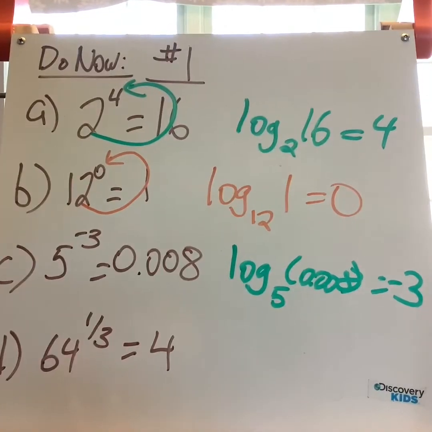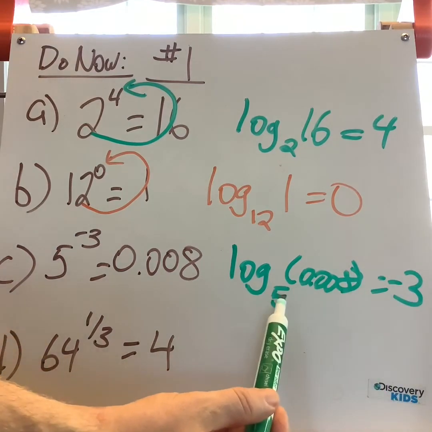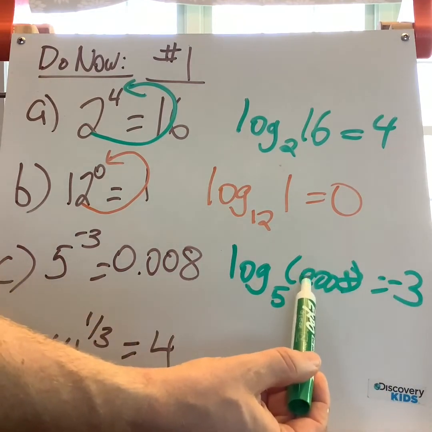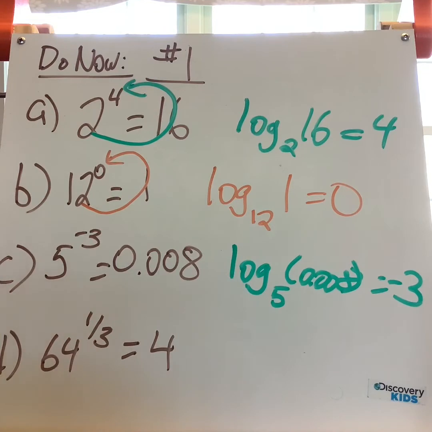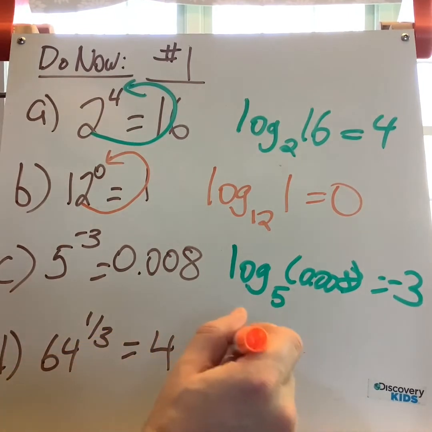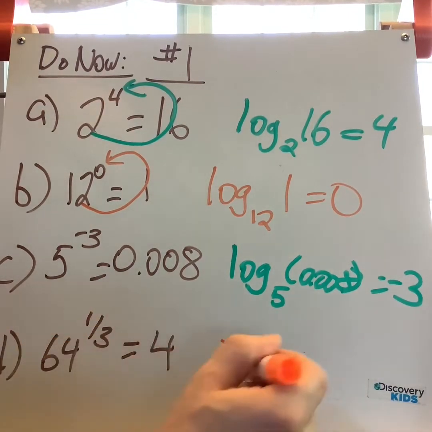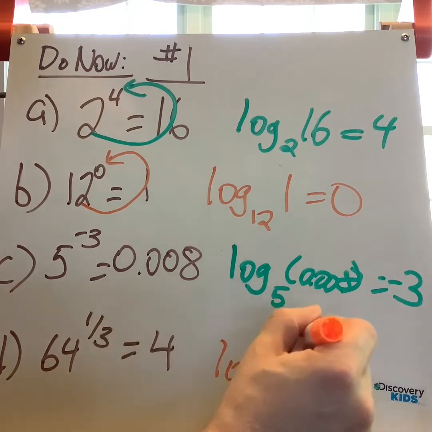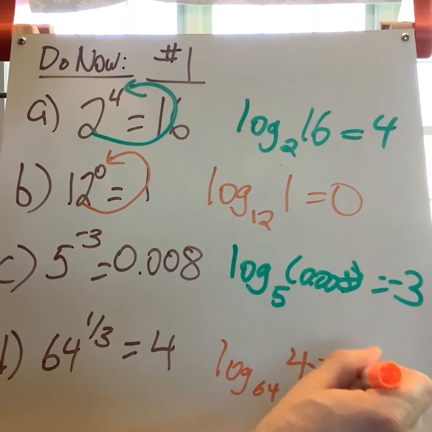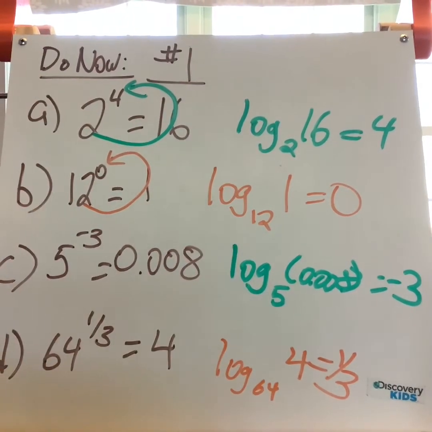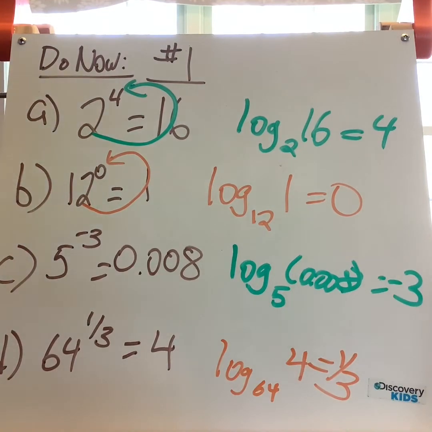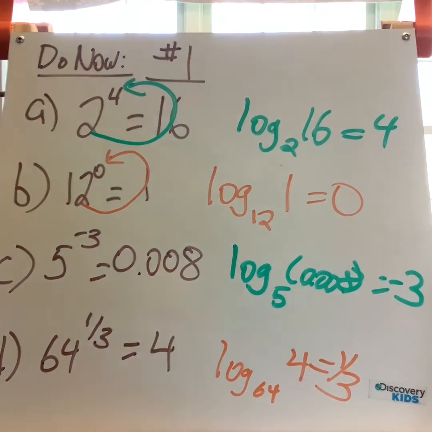It says log base 5 of 0.008 equals negative 3. Negative 3 is the exponent of 5 that gives an answer of 0.008. Remember, a logarithm just is an exponent. That's what it means. And then the last one, letter D, is the log base 64 of 4 equals 1/3. Log base 64 of 4 is equal to 1/3. So there's your first do now.